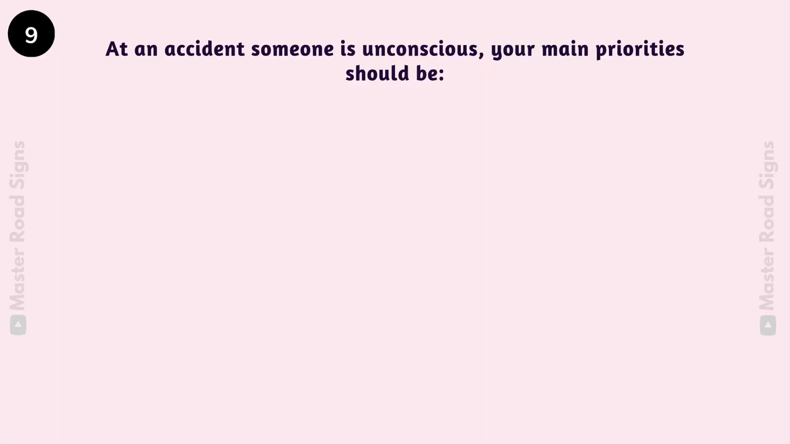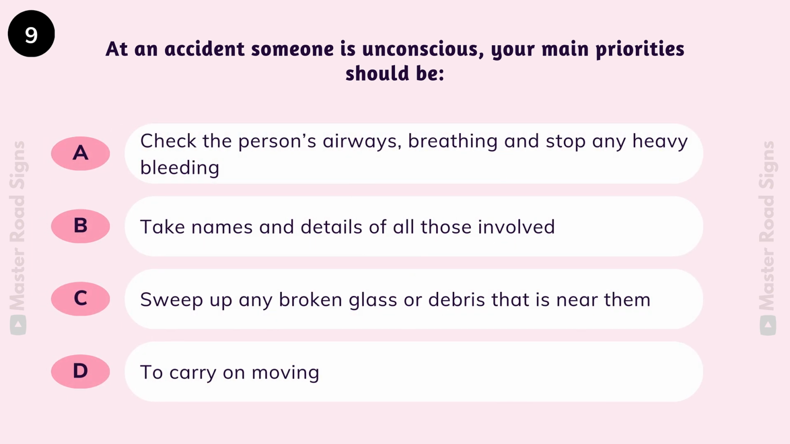Question 9. At an accident, someone is unconscious. Your main priorities should be: A. Check the person's airways, breathing, and stop any heavy bleeding. B. Take names and details of all those involved. C. Sweep up any broken glass or debris that is near them. D. To carry on moving. The answer is A. Check the person's airways, breathing, and stop any heavy bleeding.